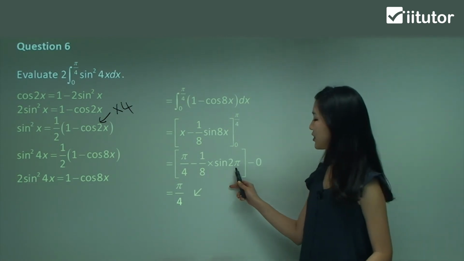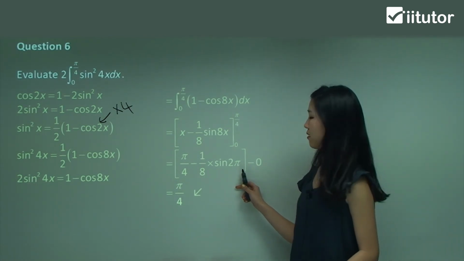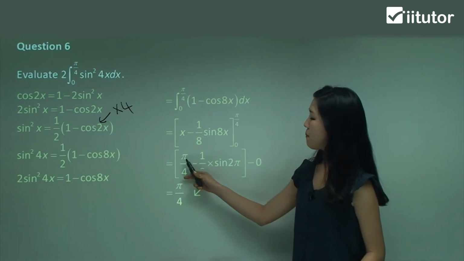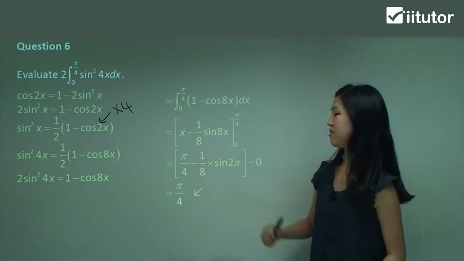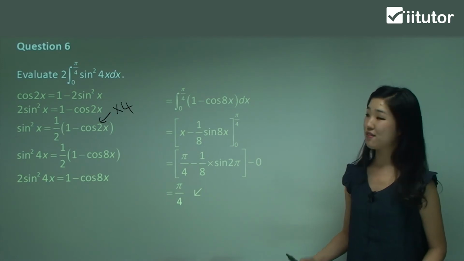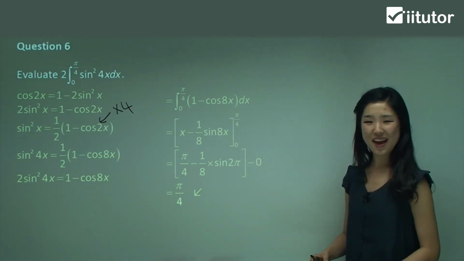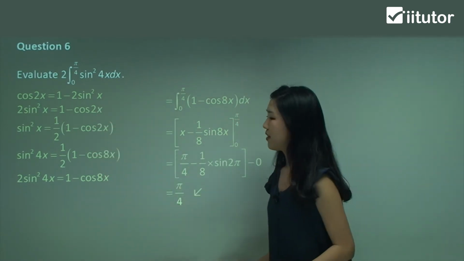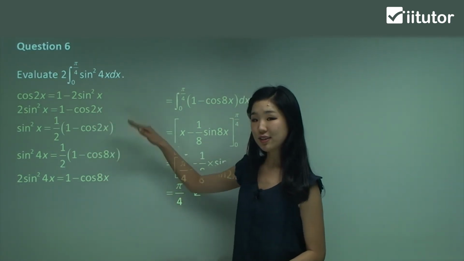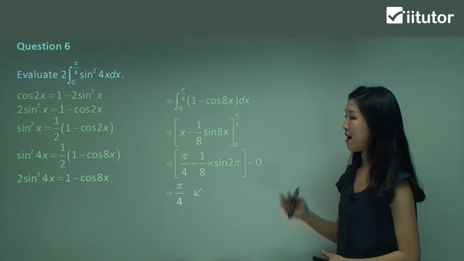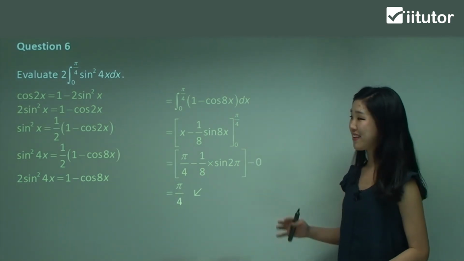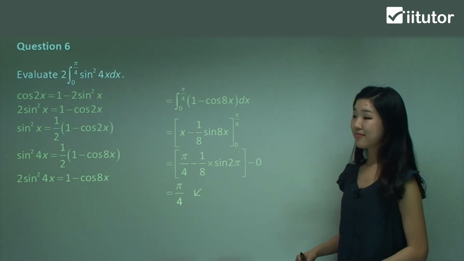Okay, sine 2 pi is basically 0, isn't it? So it simply becomes pi on 4 minus 0, which is just pi on 4, and that's our solution for question 6. Okay, so does that make sense? So again here, the double angle identity transformation is the key part for this question, because otherwise the integral becomes really easy. Alright, so have a look, and let's move on.